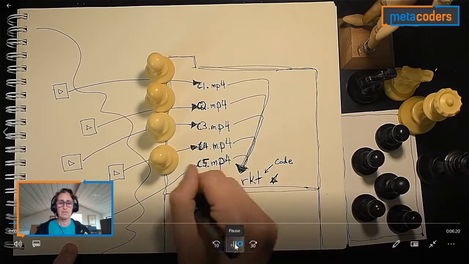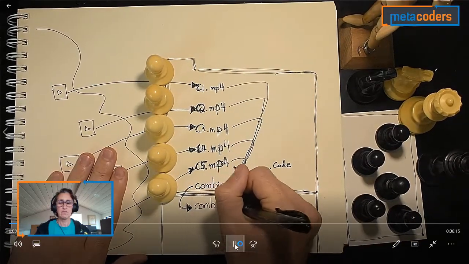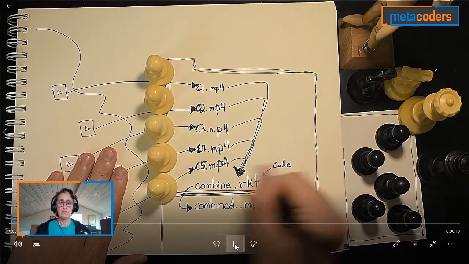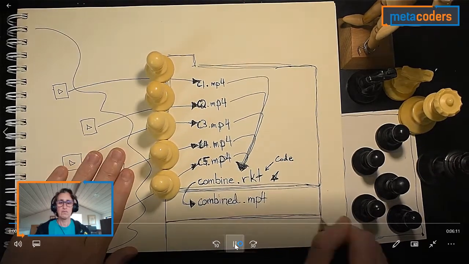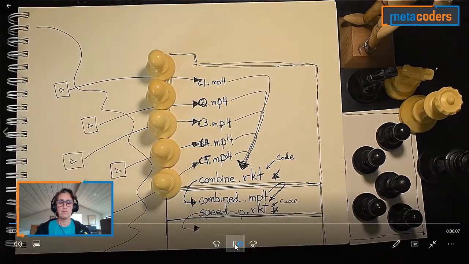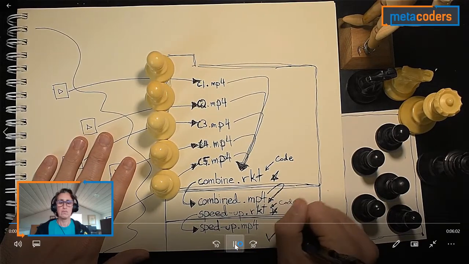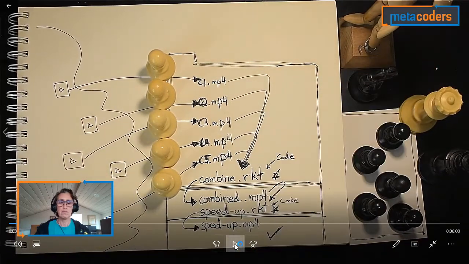That process, which for me is running a script, should output another video file. For me, I'll call it combined.mp4. But again, it doesn't matter as long as it's a video file. That's step 2 of 3. The very last step is to speed it up, again, using any process of your choice. For me, that'll involve running some code that outputs sped up.